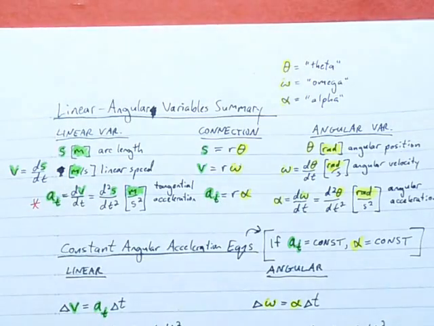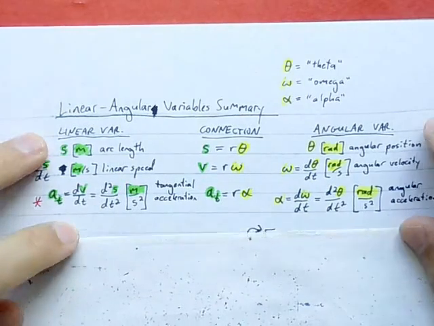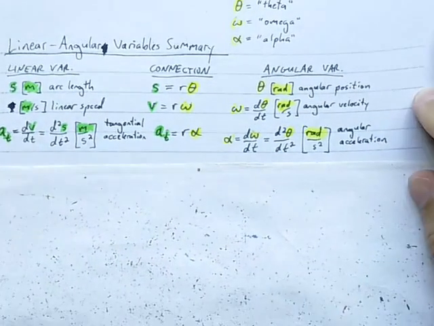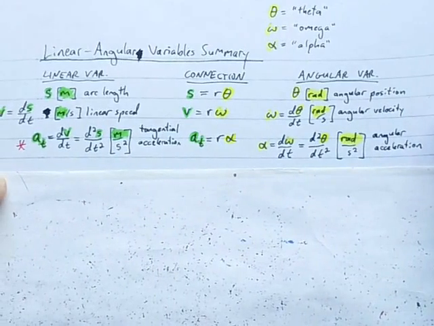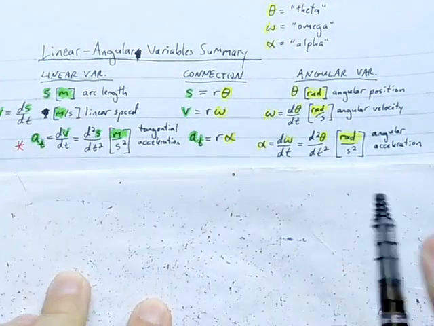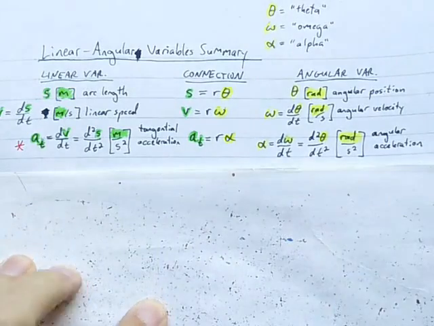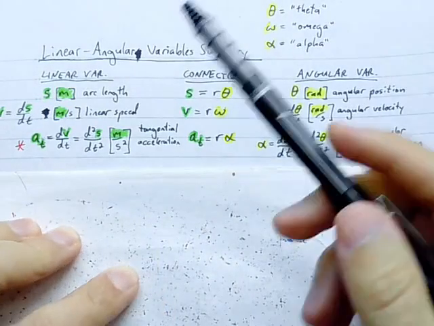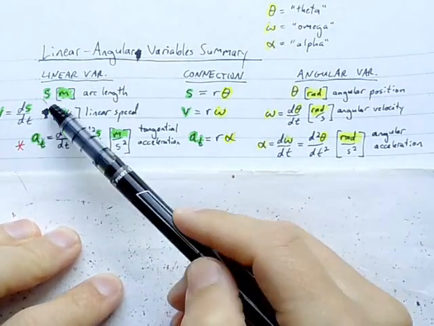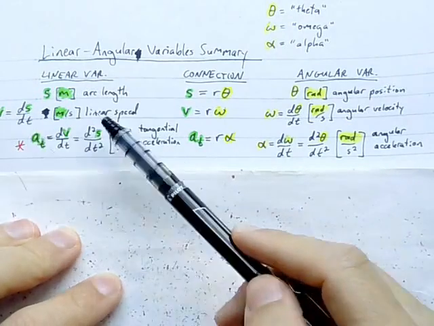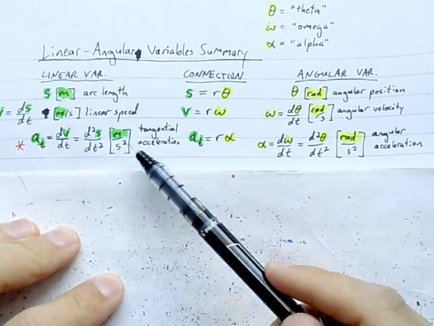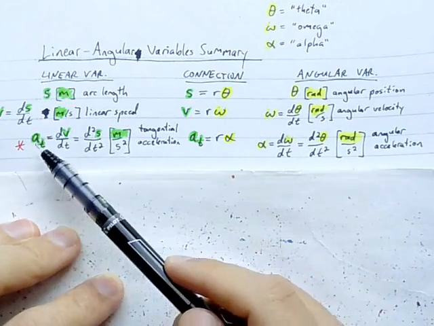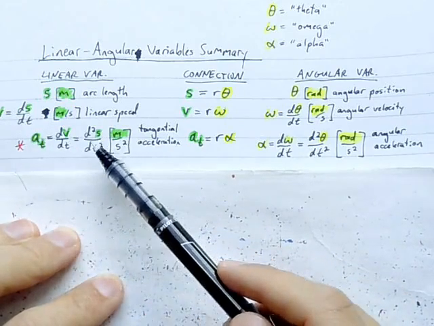Okay, time for kind of an overall summary here of our linear and angular variables. So I've got a column here for our linear variables, a column for the angular variables, and the connection in between. So linear variables, that would be s, your arc length, v, your linear speed, and at, your tangential acceleration, meters per second, and meters per second squared. And we've got these derivative relationships to connect them.